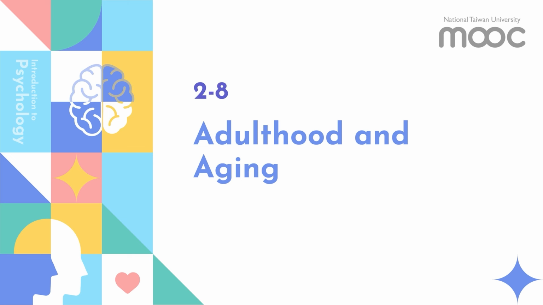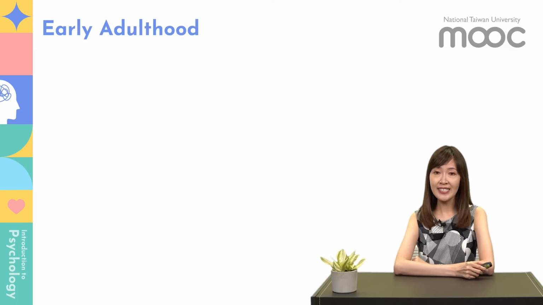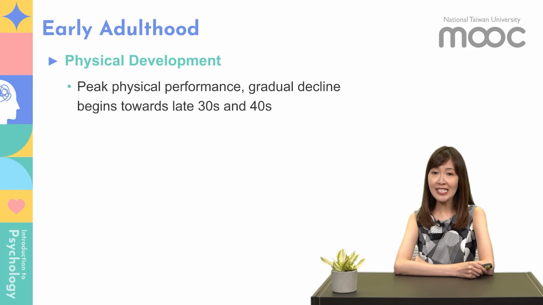Lastly, our time machine is going to the last few stages of life. We're going to look at adulthood and aging. First, let's look at early adulthood. Individuals at early adulthood have some peak experiences at different levels. For example, physically, many individuals experience peak performance.